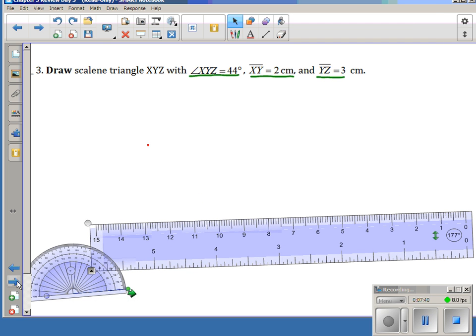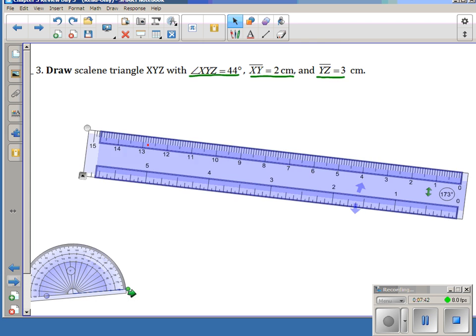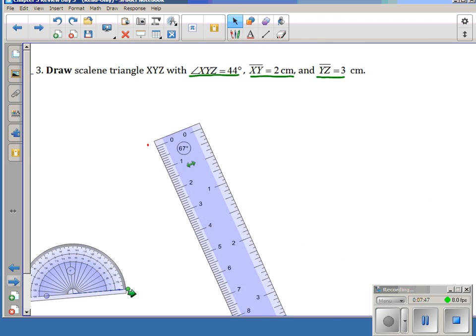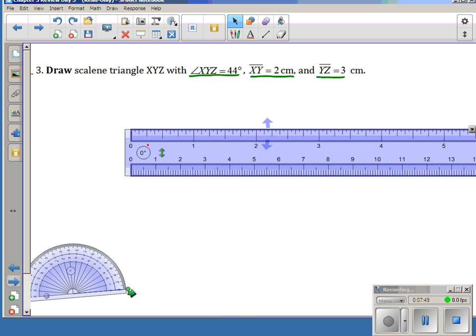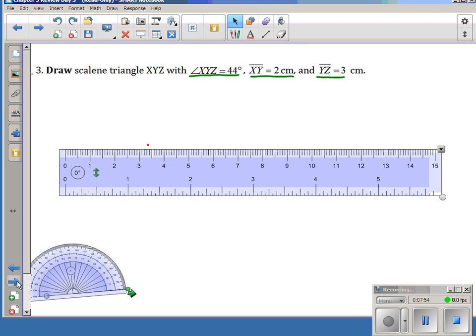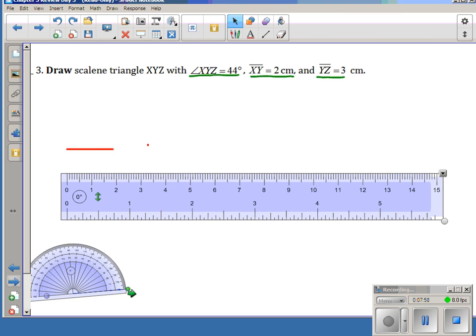Oops, what happened to my ruler? Hold on. Fix my ruler. Now it's going the right way. I just need centimeters. Right, so I'm going to draw one that's 2 centimeters. Right? This is segment XY. Now I can't draw the other segment in yet because I need to do the angle. And notice it says XYZ. So that means I'm going to go from X to Y to Z somewhere up here.